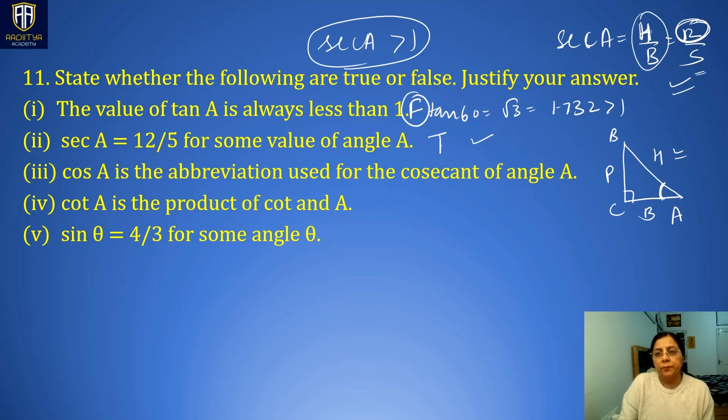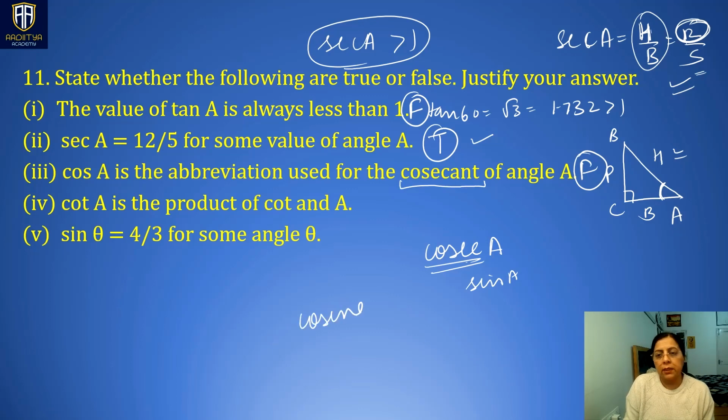This is false. Why? Because cosecant is cosec A. Cosecant is the reciprocal of sine of A. So cosecant is not abbreviation of cos. For cos, the proper name is cosine. Cos is the abbreviation of cosine. So you can replace this word by cosine: cos is the abbreviation used for cosine of angle A.